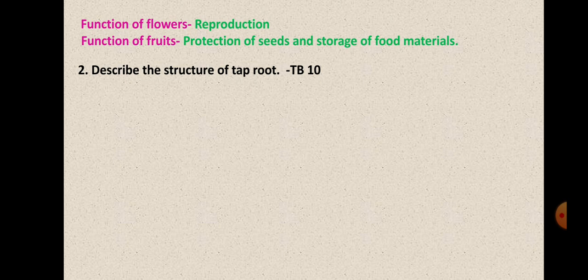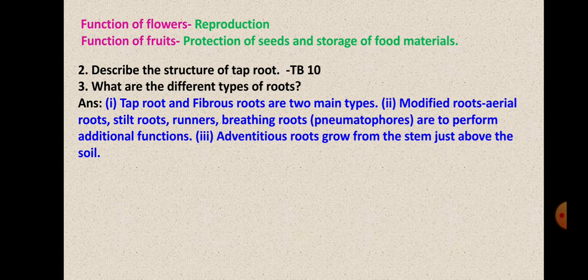Okay. This is given on page number 10 in your textbook. So open page number 10. Structure of taproot, figure 2.2. Okay, figure 2.2. Secondary root, primary root, root hair, root tip and root cap. This is the answer. Third is, what are the different types of roots? Now this answer is given in the textbook but at different places, so you have to search. It's better you copy down directly from this.